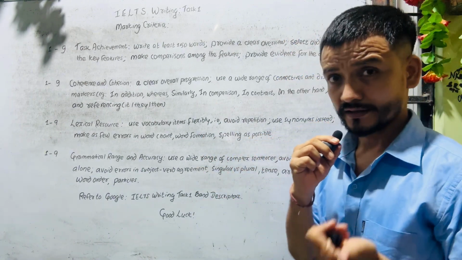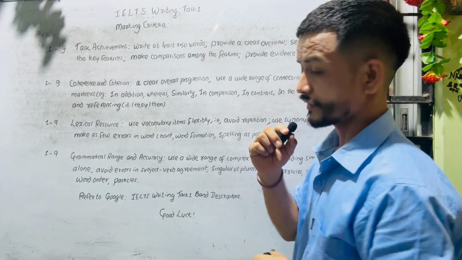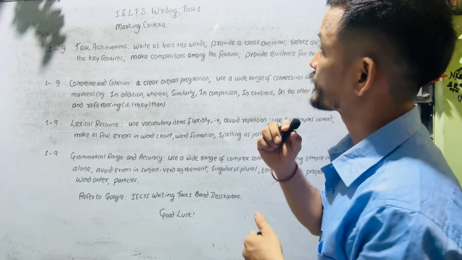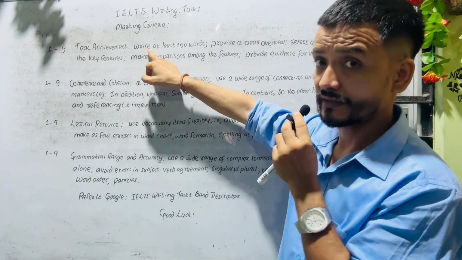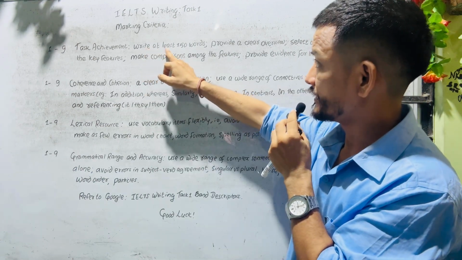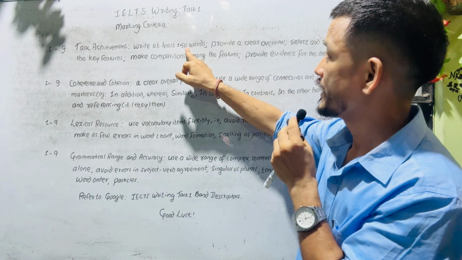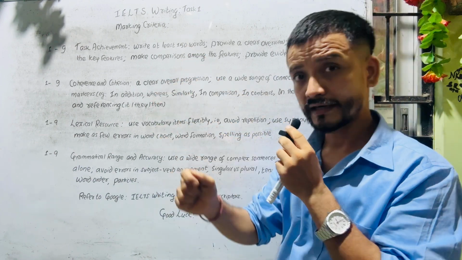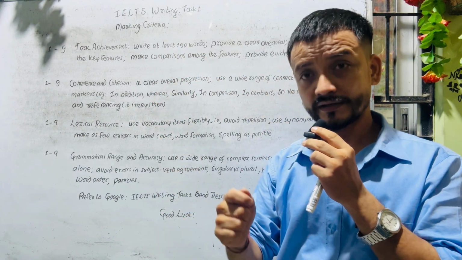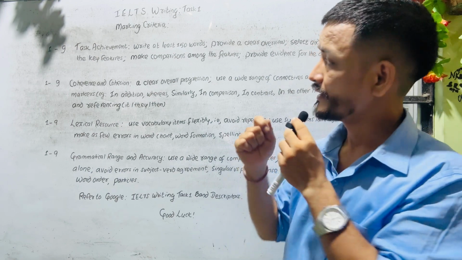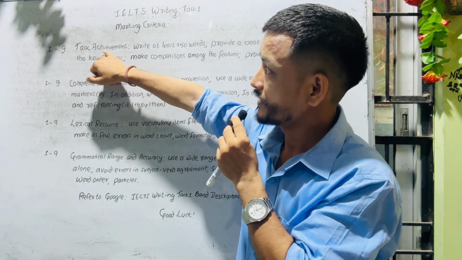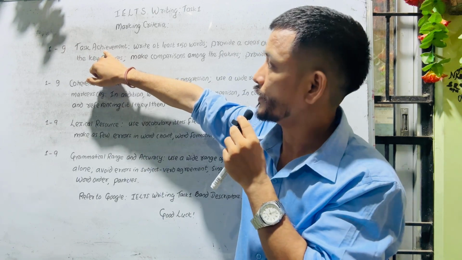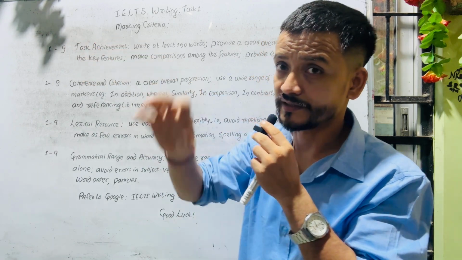So let's see what each of the 4 criteria means. Task achievement requires you to write at least 150 words. As I mentioned earlier, if you write fewer than 150 words, your writing will be penalized, or let's say you will get a lower score in task achievement criteria.